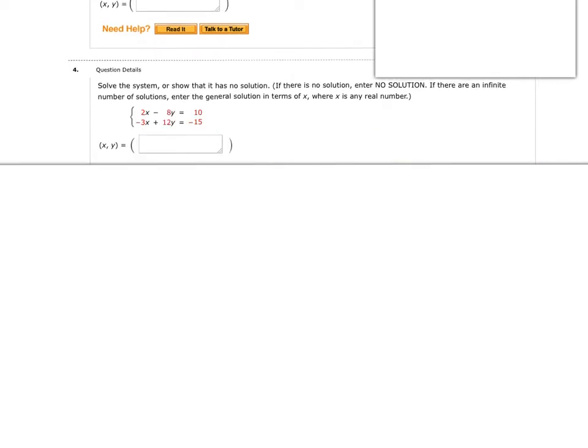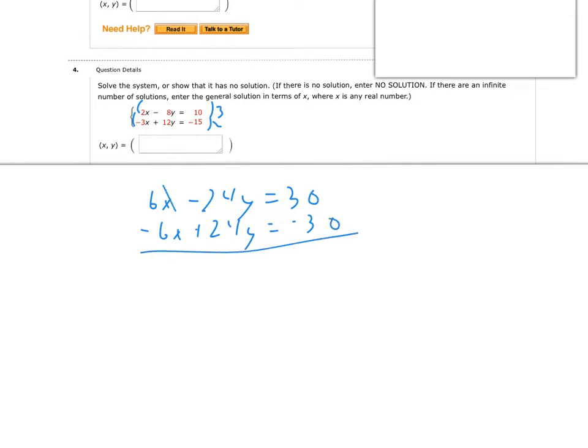All right, next up here, just solve this one. So this one, I'm going to multiply the top one here by 3, and this one by 2. So that'll turn the x's into 6 and -6. So we get 6x minus 24y equals 30. And then -6x plus 24y equals -30. So I'll add those down. Everything cancels again, and I get 0 equals 0 this time, which actually means infinitely many solutions, since that is true.